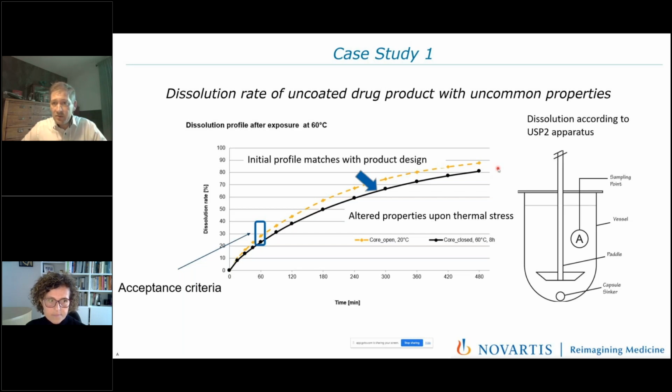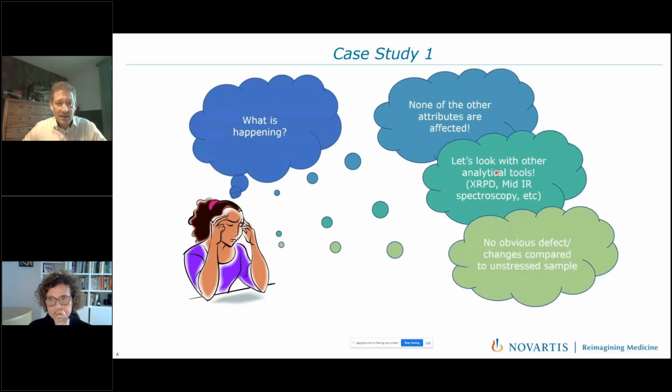We then started to do some investigation. We call it root cause analysis. We were sitting all together with the different scientists of the team, trying to understand what is happening. We looked at all the different key quality attributes, and none of the others was affected. Then we started our investigation, using X-ray powder diffraction, mid-infrared spectroscopy, and all of the techniques that I've listed before. But except for this change in dissolution performance, we were not able to identify any defect or change compared to the unstressed sample.